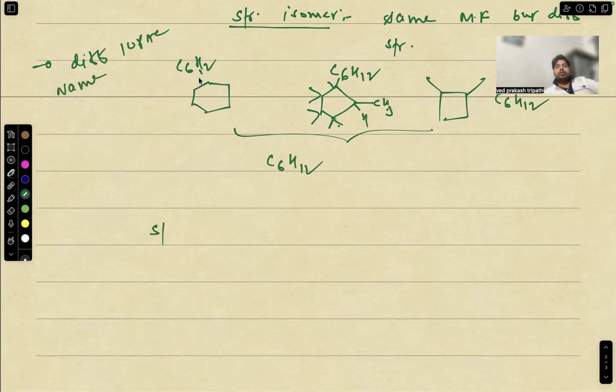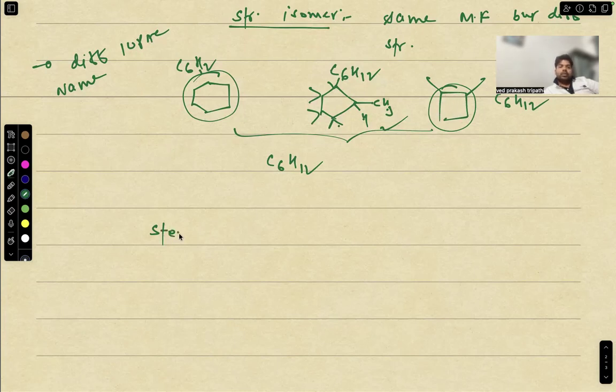Clear? This one has a different name, this one has a different name, and this one, if you are going to make another isomer, that one has a different name. This is called cyclohexane. This is called 1-methyl cyclopentane. And this is called 1,2-dimethyl cyclobutane.